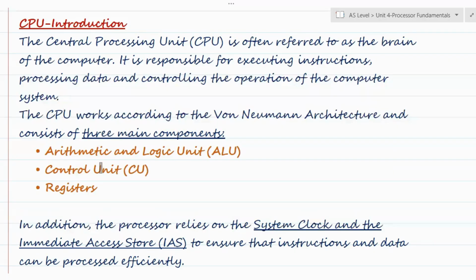But here is something important. The CPU is not a single component. It is made up of several parts that work together. The main components are the arithmetic logical unit, the control unit, registers, and there is the IAS also, and there is the system clock also alongside these components. So let's start with the components that actually perform the processing.